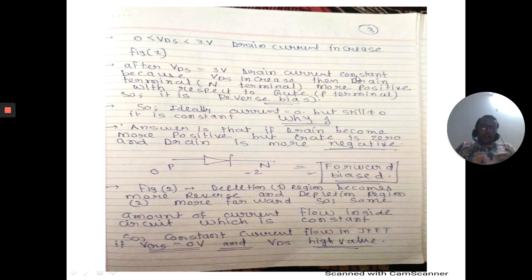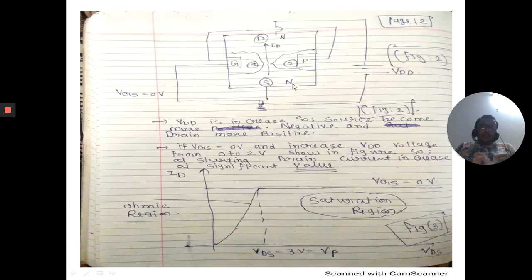after 3 volts the drain current is constant, because if VDS is increased, then the depletion region here is also increased. Why? Because the N terminal becomes more positive. And if the depletion region is increased, then the electrons have a narrower path. A larger number of electrons cannot travel.